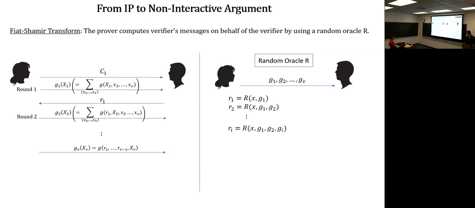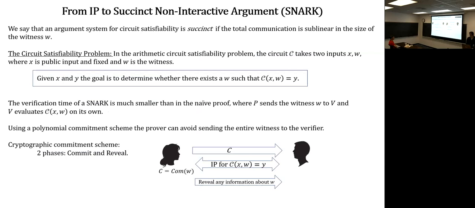So basically what we can say here, the security of the obtained ZK-SNARK will rely on the collision resistance of our hash function. Yeah. So now a few more words. How do we move from IPs, from interactive proofs, to succinct non-interactive arguments? And we say that an argument system for circuit satisfiability is succinct if the total communication is sublinear in the size of the witness to the circuit.